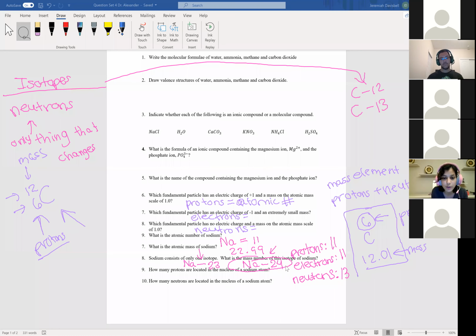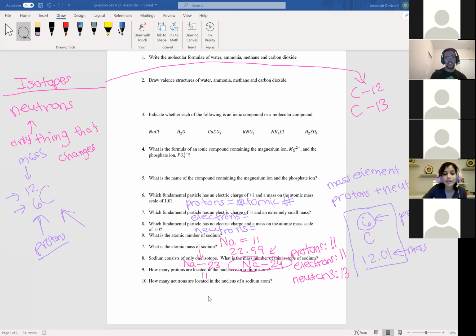How many protons are located in the nucleus of a sodium atom? Again, it'd be 11. Actually, 10 would be different, like that last one. How many neutrons are located in the nucleus of a sodium atom? What do you mean, is it talking about the isotope? No, it's talking about the atom. 13 would be the isotope. By the way, Google says sodium 24. Oh, I just figured that's what it was because of rounding.